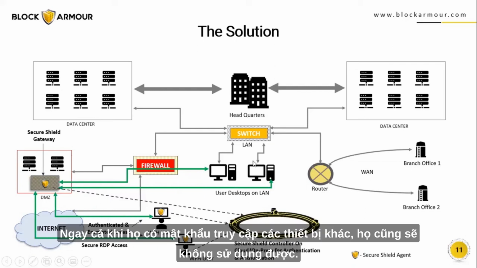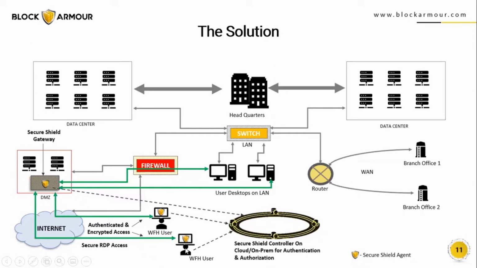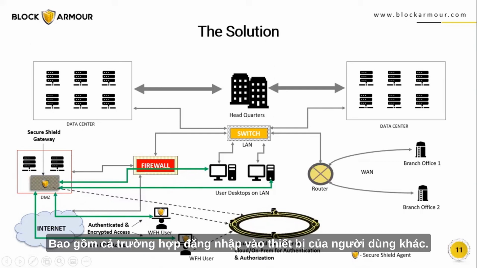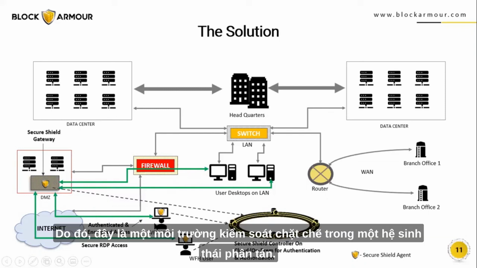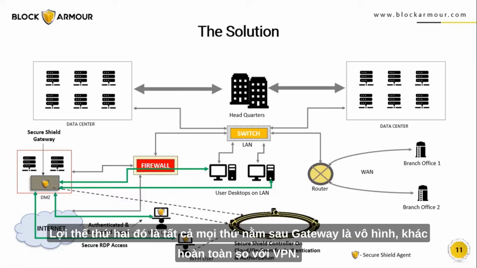Even if he has got the password of the neighboring computer, he cannot use it. Even if this user has got this user's password, he cannot use it from his laptop. So it's a very controlled kind of environment that you give in a distributed ecosystem.